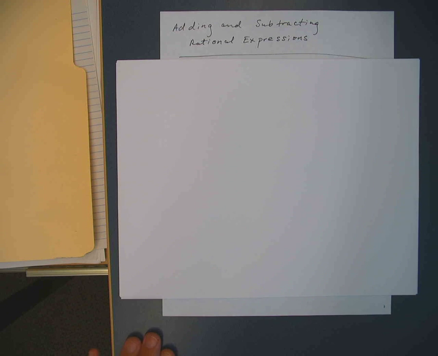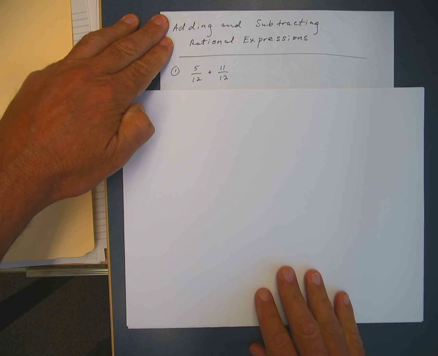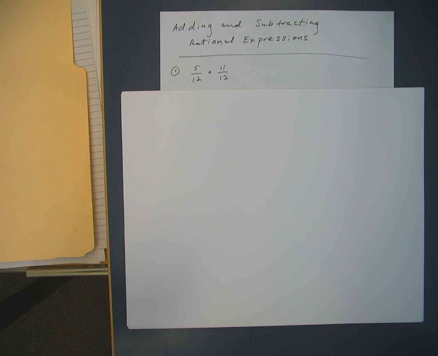We're going to continue working with rational expressions. Previously we looked at simplifying them, multiplying and dividing them. Now we're going to look at adding and subtracting rational expressions. And I'd like to start with examples with fractions that are just numbers and then apply the same ideas to the more complicated expressions with variables.